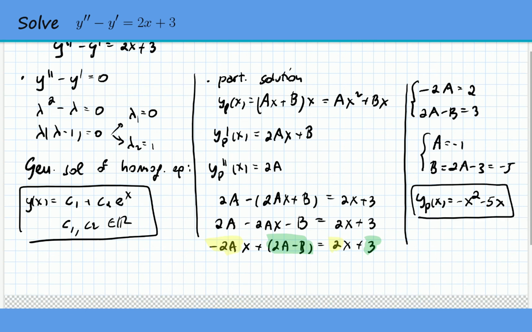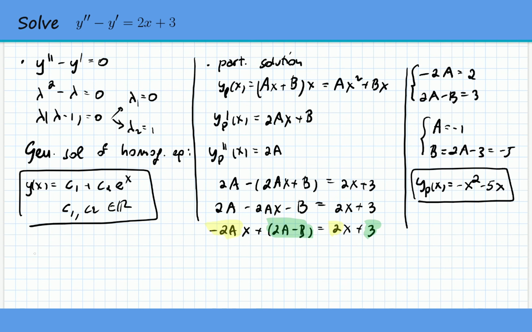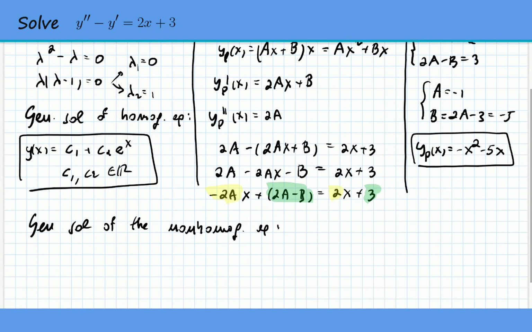And finally, as always, the general solution of the non-homogeneous equation is given by the sum between the general solution of the homogeneous and the particular solution. So it's y of x equals c1 plus c2 e to the x minus x squared minus 5x, where c1 and c2 are real numbers.